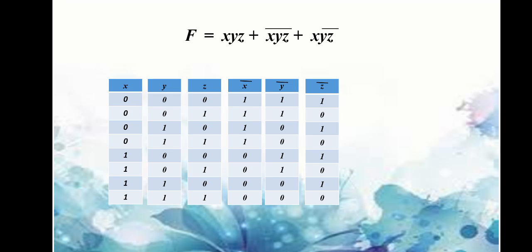So first of all, taking x, y, z AND: x, y, z AND means if all three inputs are 1, then it will give you 1, otherwise it will give you 0. In the x, y, z column, you can see that in the last row the inputs are 1, so it will give you output 1, otherwise in the rest of the rows it will give you 0.